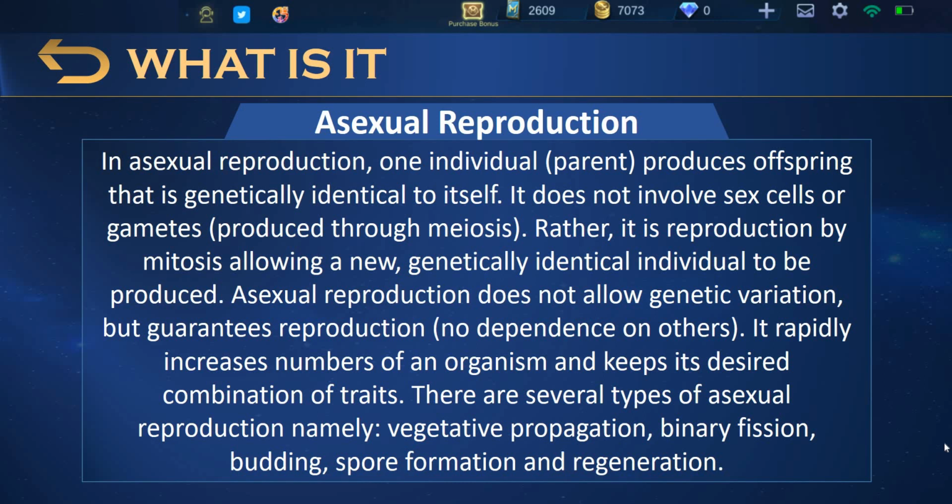Let's proceed. So what is it? This is all about our lesson, asexual reproduction. In asexual reproduction, one individual parent produces offspring that is genetically identical to itself. It does not involve sex cells or gametes. These gametes are produced through meiosis. Rather, it is reproduction by mitosis, allowing a new, genetically identical individual to be produced. Asexual reproduction does not allow genetic variation, but guarantees reproduction, with no dependence on others. It rapidly increases numbers of an organism and keeps its desired combination of traits. There are several types of asexual reproduction, namely, we have vegetative propagation, binary fission, budding, spore formation, and regeneration.